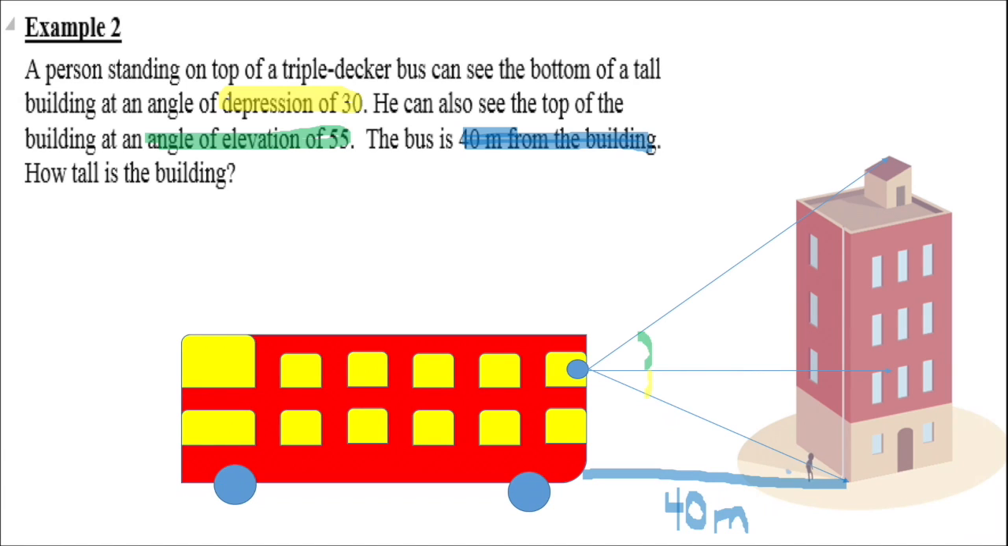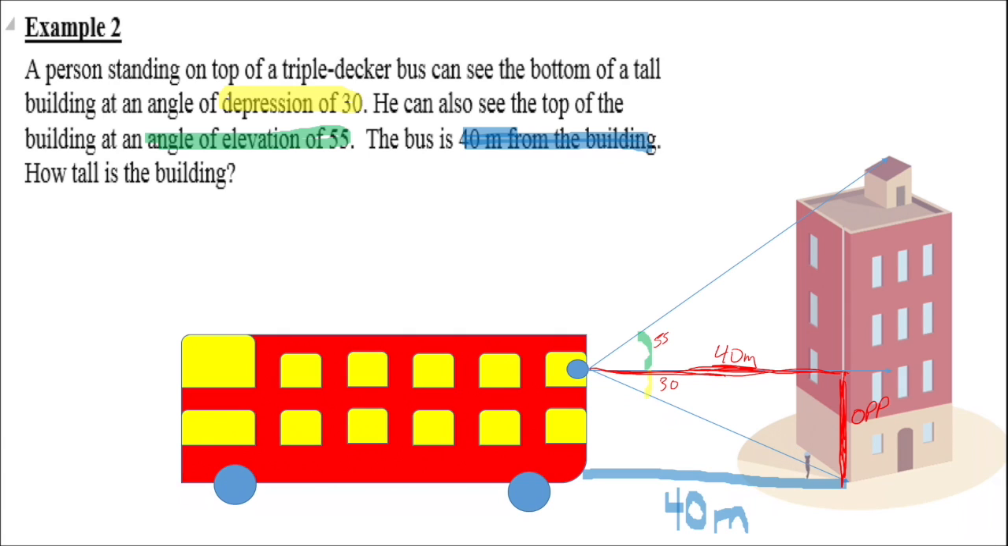And how do you solve it? You have 30, 55, and this side is 40 meters. Okay, well, what do you have? You have this line right here. So let's look at this 30 degree angle. We need this length here. That's opposite of my 30 degrees, and this is adjacent right here.